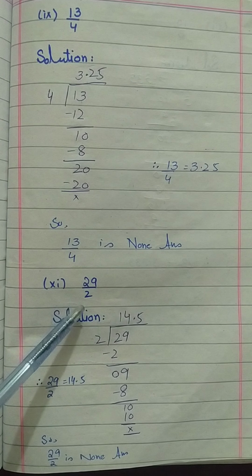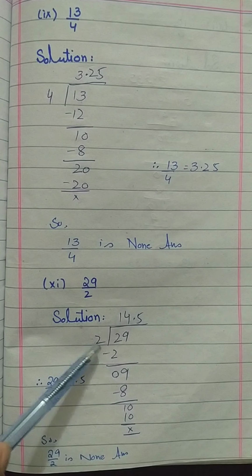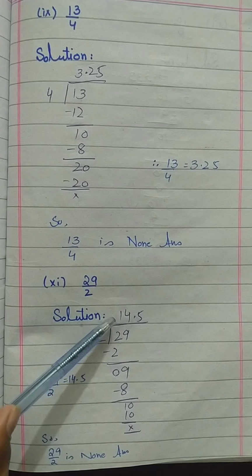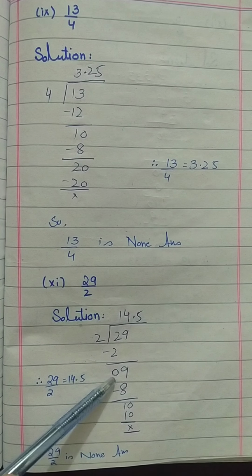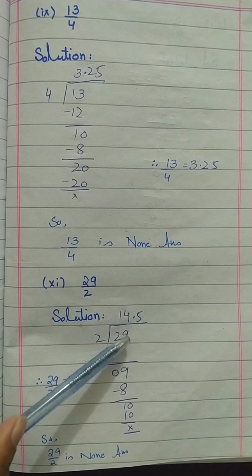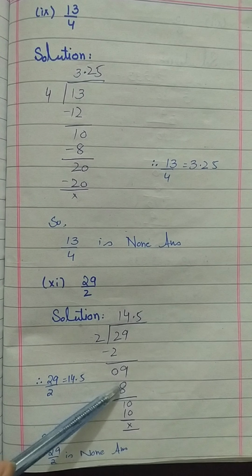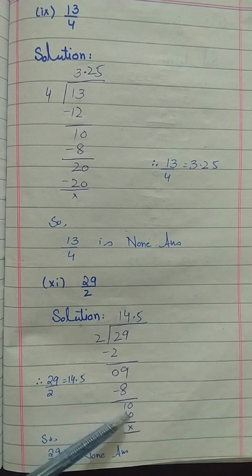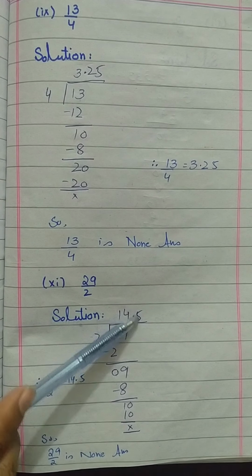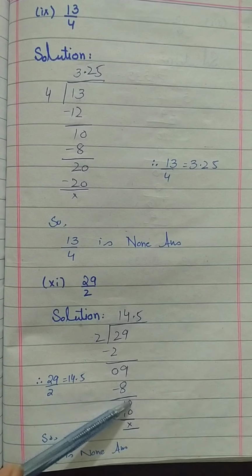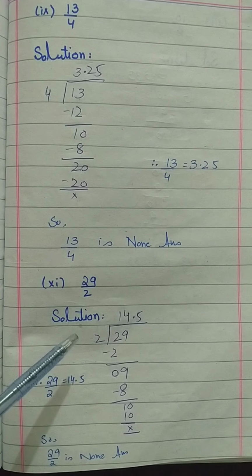The next is 29 by 2. We divide 29 by 2. 29 is a greater amount than 2, so there is no need to put 0 here. 2 1s are 2. Subtract 2 from 2 and the answer is 0. And then put 9 here. 2 4s are 8. Subtract 8 from 9 and get 1. So 1 is a smaller amount than 2. Put a point here and get 0. 2 5s are 10. There is no repeating value, so this is non-repeating.